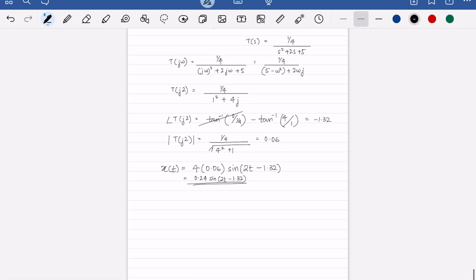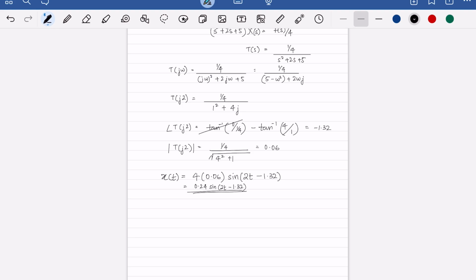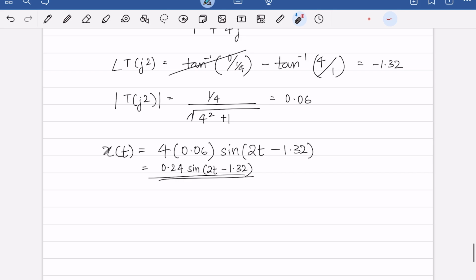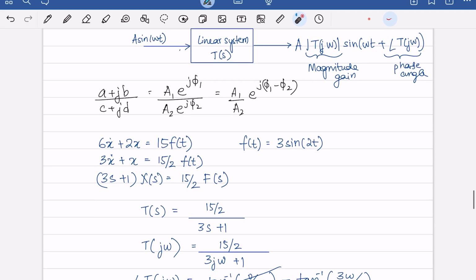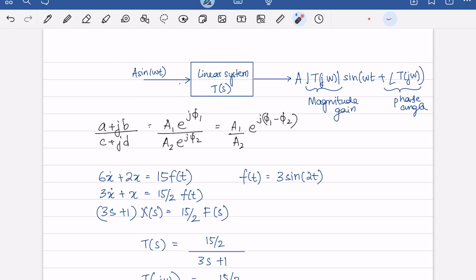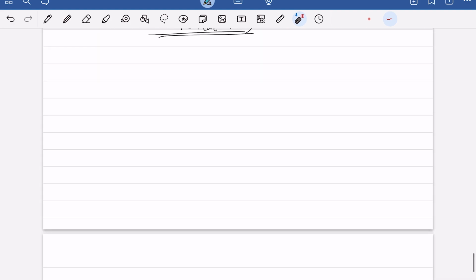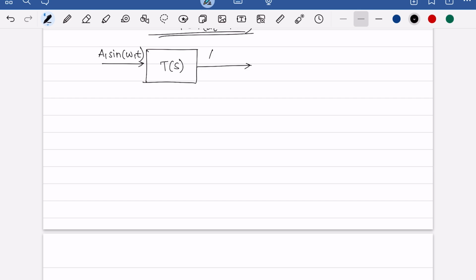So I hope you see how elegant this method is to find the response of a system to any kind of oscillating input. I hope this example and the first order example give you a good sense of how to use this realization. But there's a very profound mathematical tool, because if we have some input A1 sine of omega 1 t coming into some linear system with T of s, it gives us A1 mod of T of j omega 1 times sine of omega 1 t plus the phase angle, which is given by the angle of T of j omega 1.